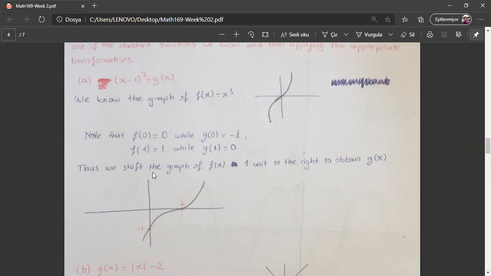So what do we need to do? Here we have -1, so we need to shift the graph of this function to the right by 1 unit to get the graph of g, as in here. So you see, we had this one before. It looked like this. Now we shifted it to the right 1 unit and get this, which is the graph of this function g.